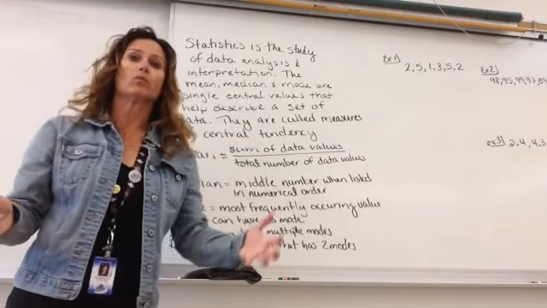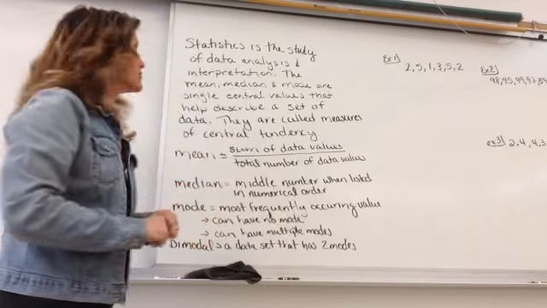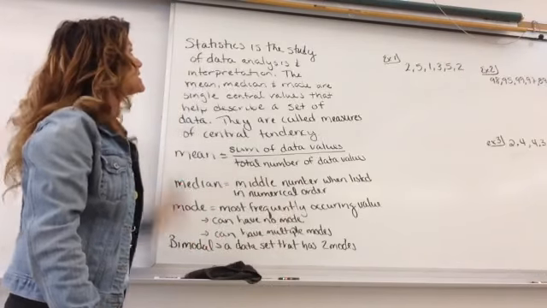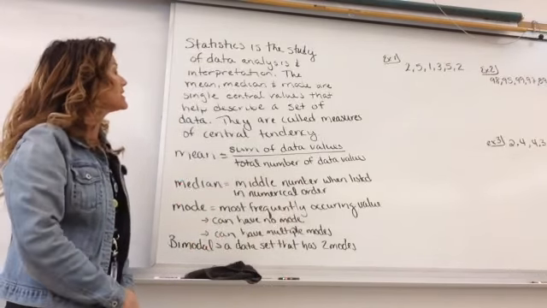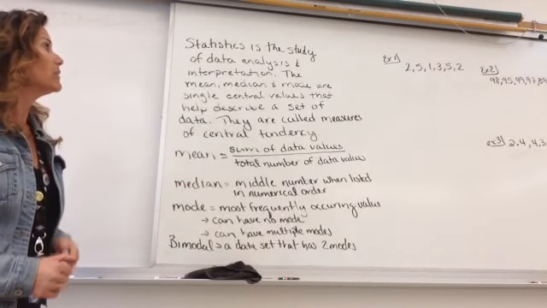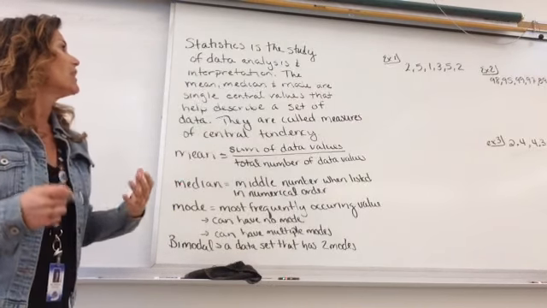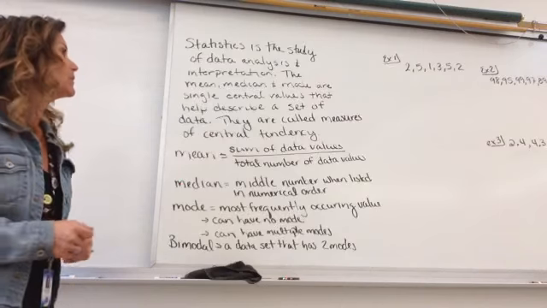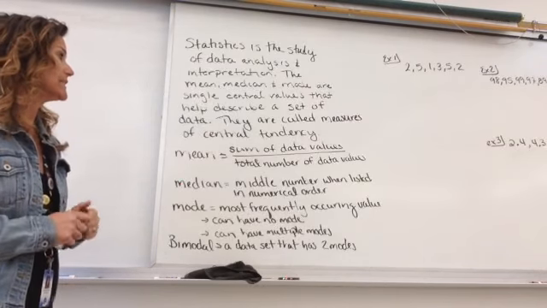All right, so we're leaving the world of probability. Some of you are happy, some are not. We're jumping into statistics. Statistics is the study of data analysis and interpretation. The mean, median, mode are single central values that help describe a set of data. Okay, they're called the measures of central tendency.